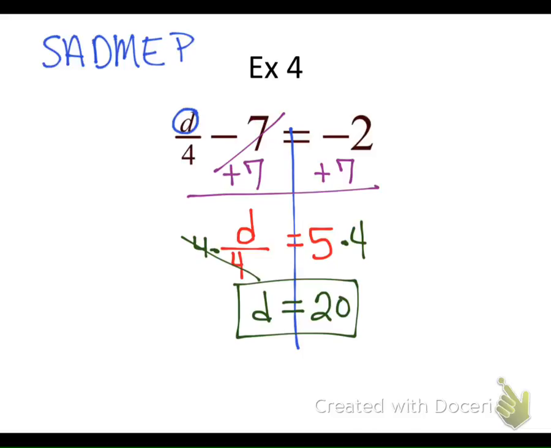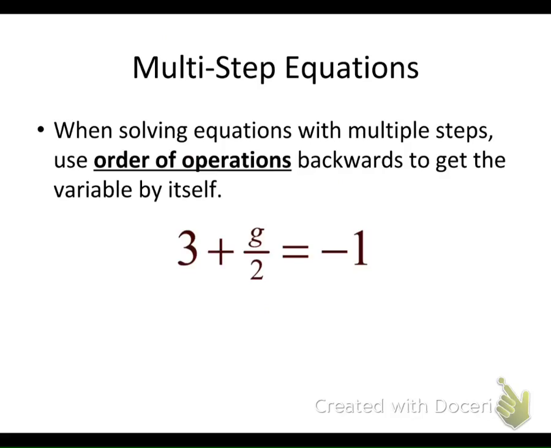All right, next 4. So before we do the next 4 example problems, you guys already know this, but when solving equations with multiple steps, you use order of operations backwards to get the variable by itself. So as we determined, order of operations written backwards kind of spells out SADMAP.